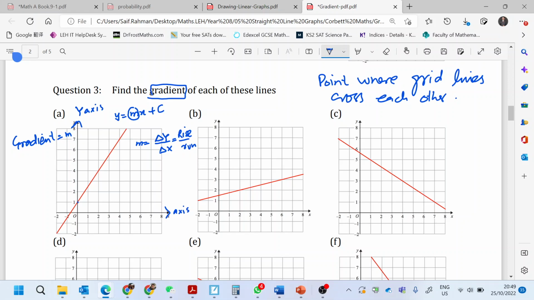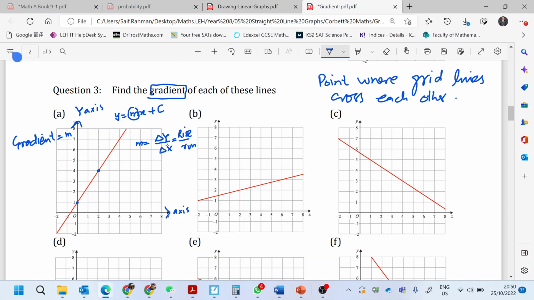So let's take this one as a point where the grid lines cross each other, and then look for the next point where the grid lines cross each other again. At this point again, the grid lines cross each other, and the line is passing through this intersection of grid lines. So here we have selected two points, and there is no point in between.